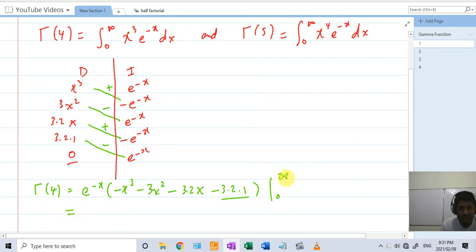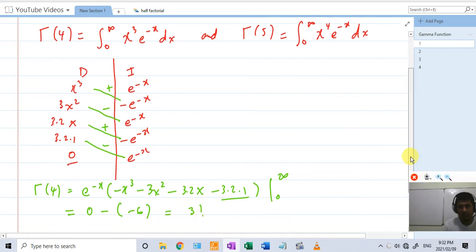If I substitute infinity inside here, I will get e to the power negative infinity, which is 0. 1 over something very large is 0, so 0 minus 0 times this is 0, minus, if I substitute 0 inside here, I will get e to the power negative 0, which is 1. 1 times minus 6. Right, this is minus 6, which is the same thing as saying 3 factorial.